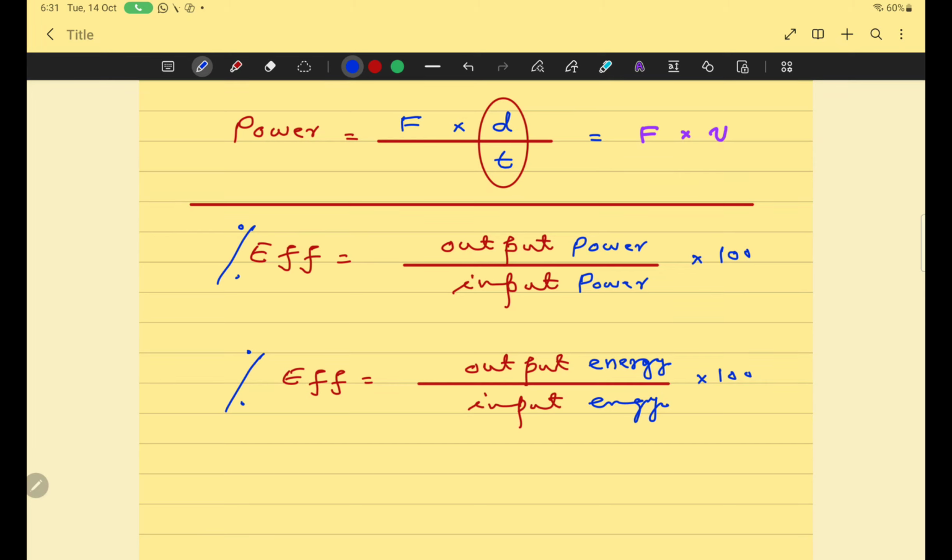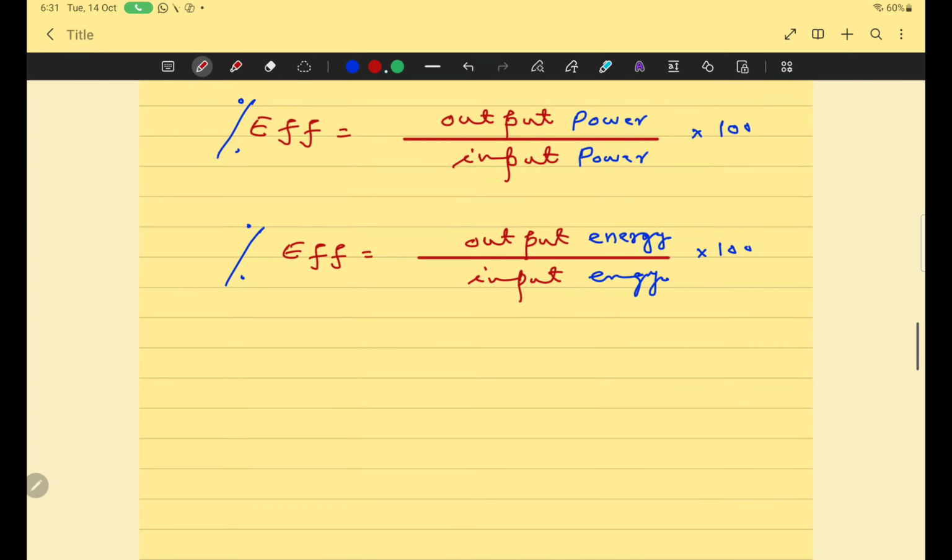Sir, are input and output always equal? Oh no, sir. Input equal to output is an ideal case. Most of the time some energy is wasted as thermal energy. Sir, give me any example. Yes, I am giving you an example.